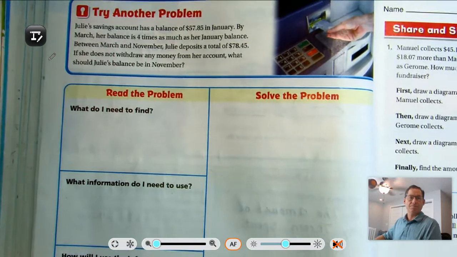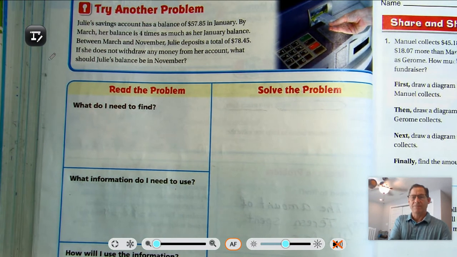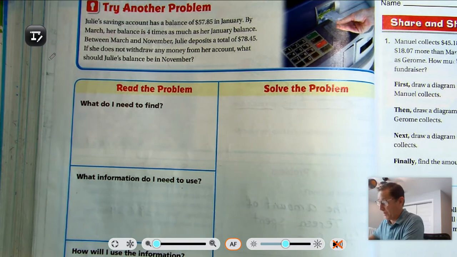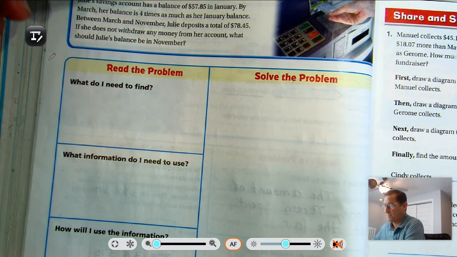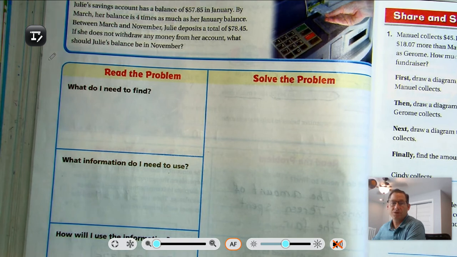Now let's try another problem. So Julie's savings account has a balance of $57.85 in January. By March, her balance is 4 times as much as her January balance. Between March and November, Julie deposits a total of $78.45. If she does not withdraw any money from her account, what should Julie's balance be in November?